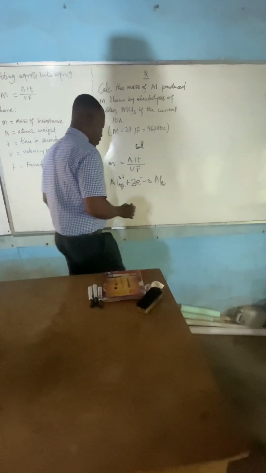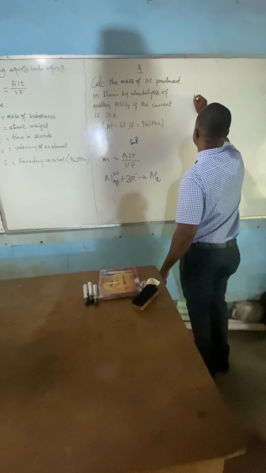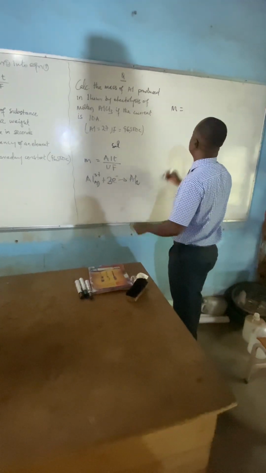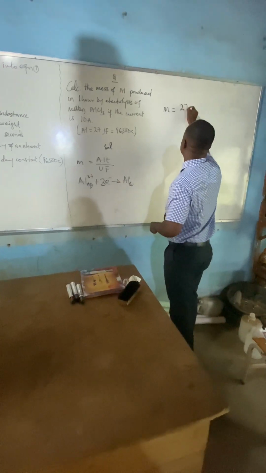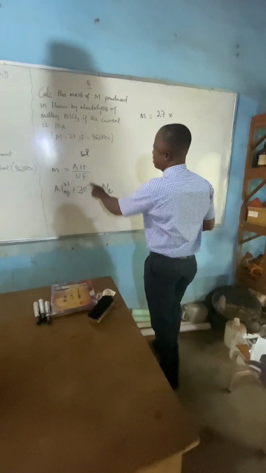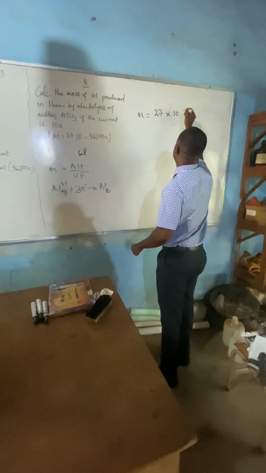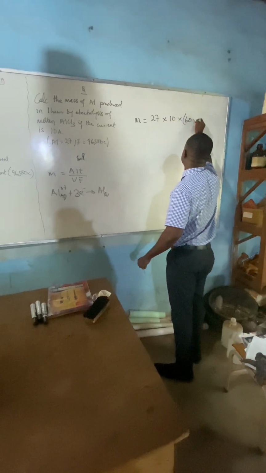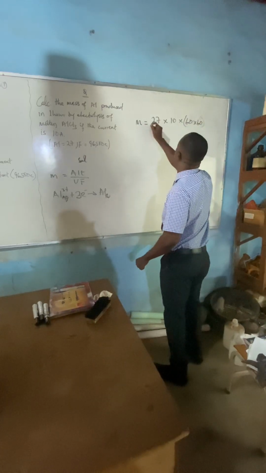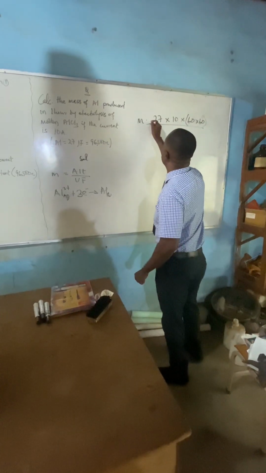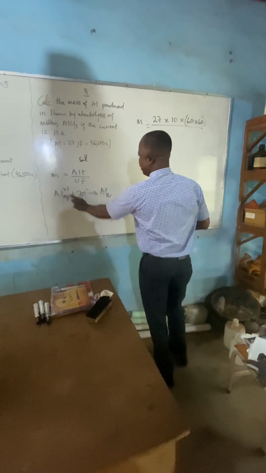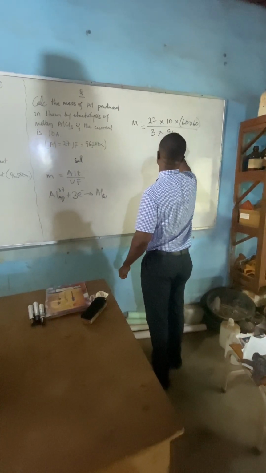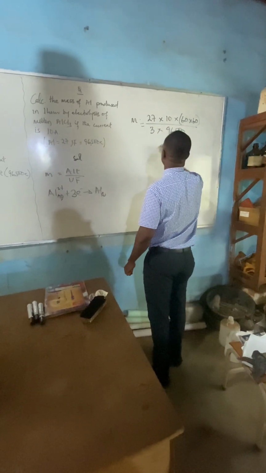So from here, the mass shall be equal to the atomic weight, which is 27, times the current, which is 10 amperes, times the time, which is 60 times 60 seconds, all over the valency, which is 3, the number of electrons, times the Faraday's constant, which is 96,500 coulombs.